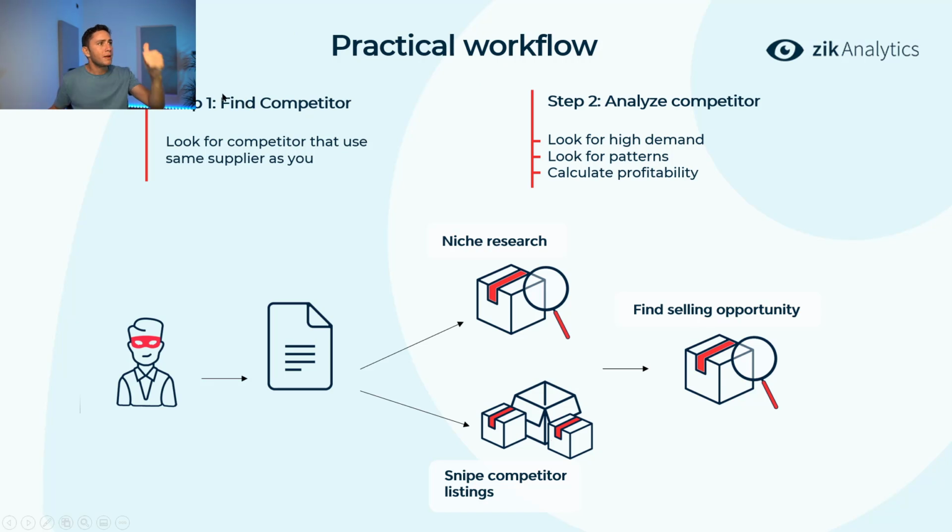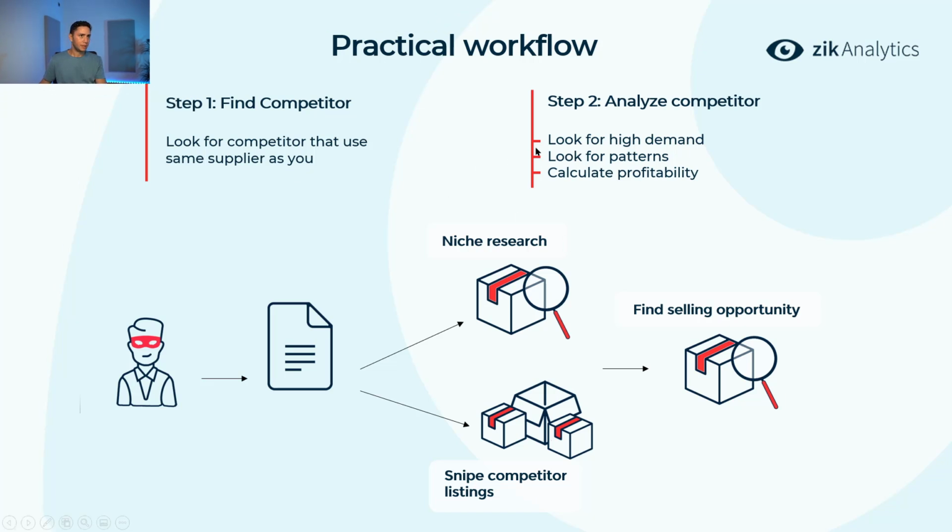Step number 1, you find competitors. Remember, look for competitors that use the same supplier as you. Step number 2, analyze competitor. Look for the high demand products, look for patterns. So for example, if there are specific products from this couple of products selling from the same niche, and calculate the profitability of these sellers. You don't want to waste time on sellers that are working with too low profit.